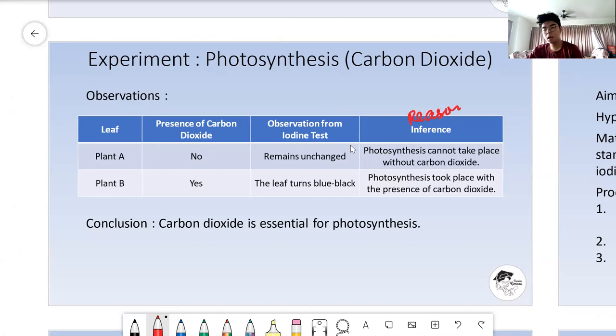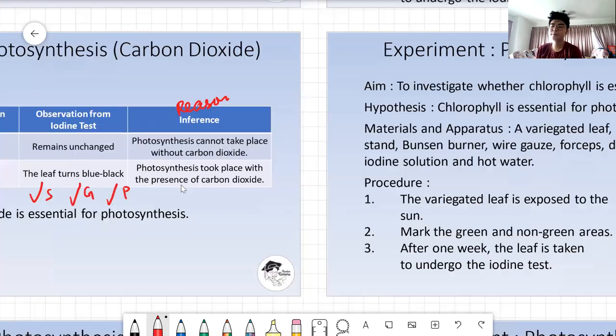Plant B, in the presence of carbon dioxide. Yes, there is carbon dioxide because you are out in the open air, so there is carbon dioxide existing in the air. The leaf will turn blue-black or dark blue. That means there is starch, there is glucose, there is photosynthesis. That's why you say photosynthesis can take place with the presence of carbon dioxide. So the conclusion is carbon dioxide is essential for photosynthesis. Simple, only two experiments.